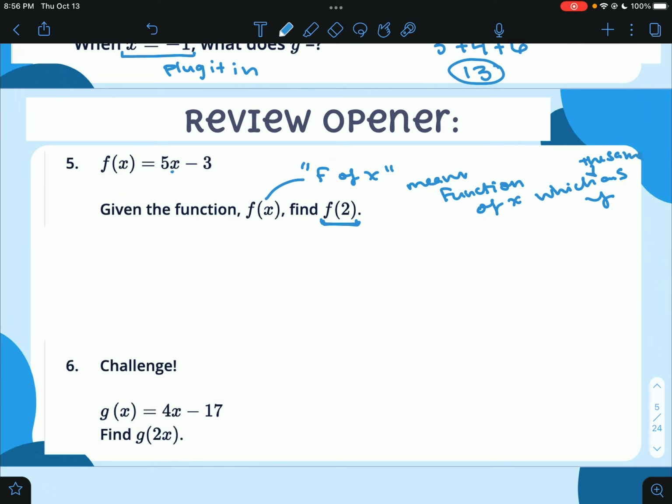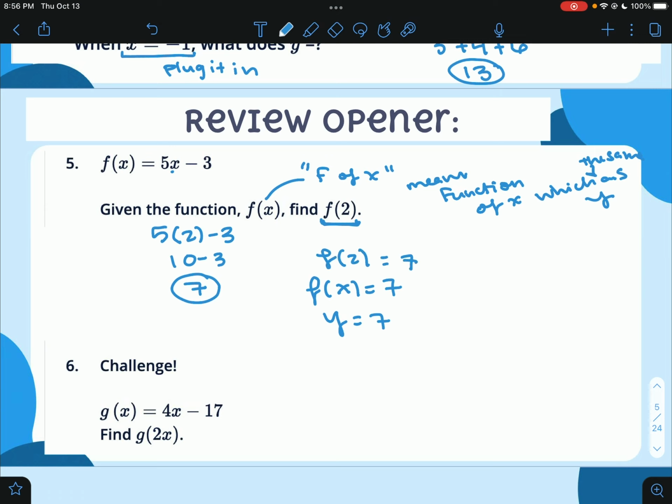So everywhere there's an x, I'm going to put a 2. Say 5 times 2 minus 3. 10 minus 3, I get 7. So here, I know that f of x equals 7. I could have said that y equals 7. I could have said that f of 2 equals 7. As long as you have something that the output here is 7.